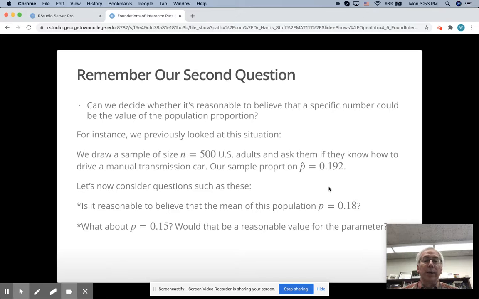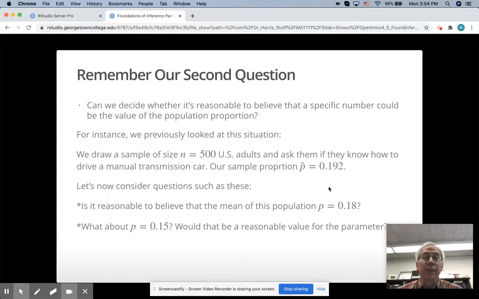And so when we're looking at trying to talk about hypothesis testing, we would come to our data with questions such as these. Is it reasonable to believe, if I think that the true population proportion is 18%, is that reasonable? Or if I thought it was 15%, based on the data that we've collected, would that be a reasonable claim? So we're coming to our data collection with a claim about the value of a parameter.